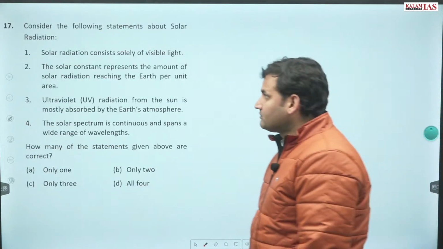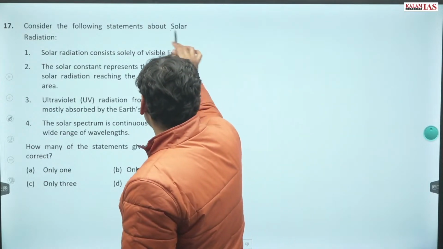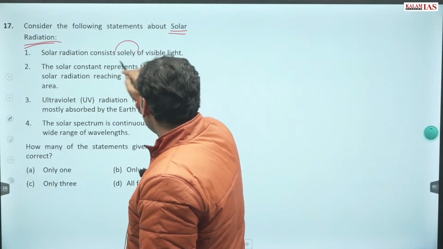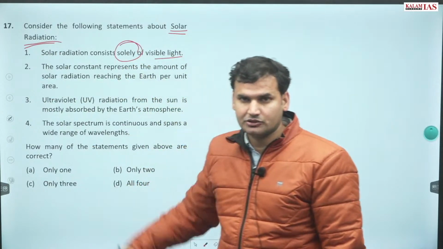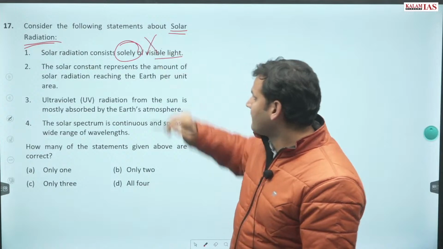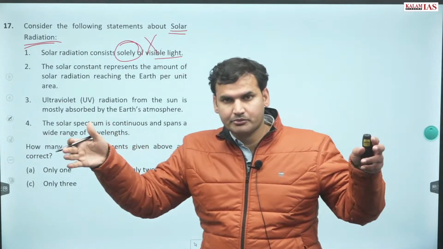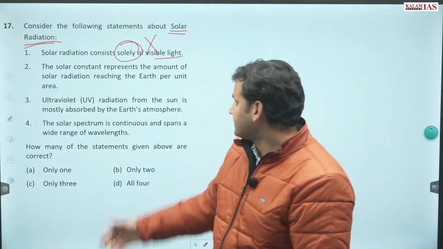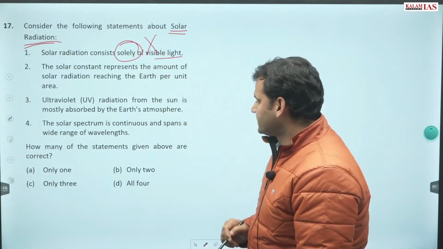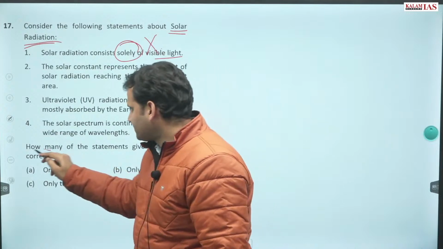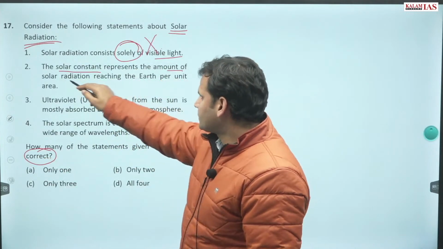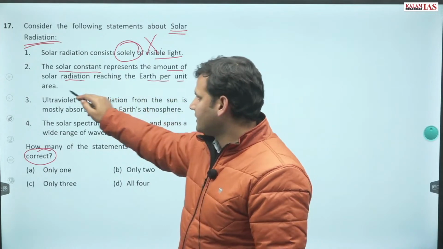Now moving to question number 17, consider the following statement about solar radiation. Solar radiation consists solely of visible light. नहीं, solely मतलब extreme word है. Solar radiation एक proper electromagnetic radiation के form में आता है, and this is not only visible light. This statement is wrong और आपसे correct पूछा है. Solar constant represents amount of solar radiation reaching the earth per unit area. Yes, this is true.